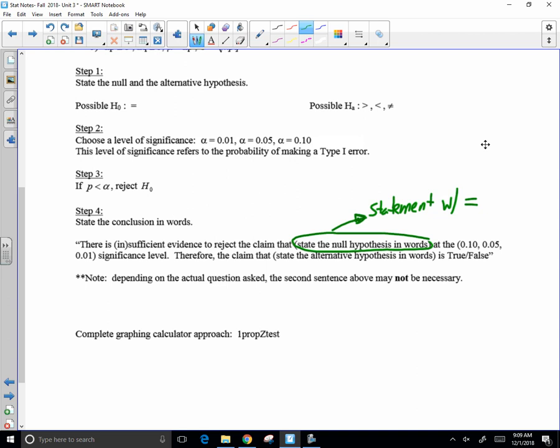So, anyway. Complete graphing calculator approach. Hypothesis tests can be found in the stat test menu. It's the same stat key that you would hit to go to stat calc or stat edit to put data in, but then you'd hit the right arrow twice, which is going to bring you to the test menu. All of these hypothesis tests will be found in this menu. It's just a question of finding the one that you need.